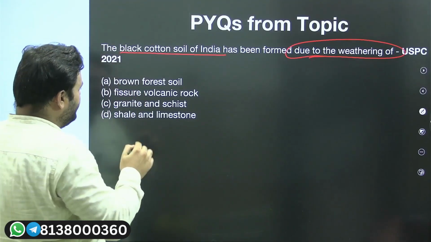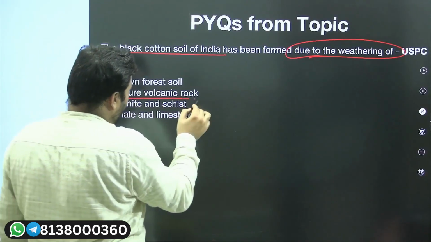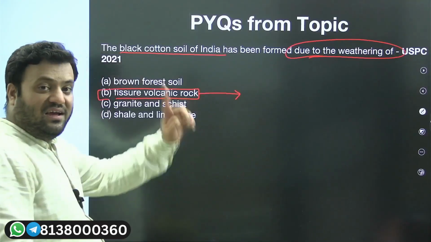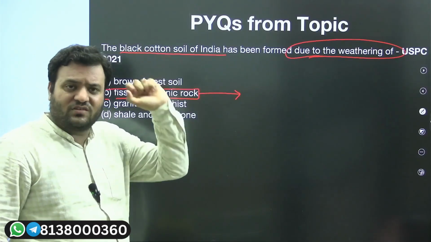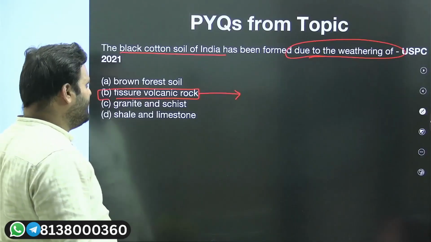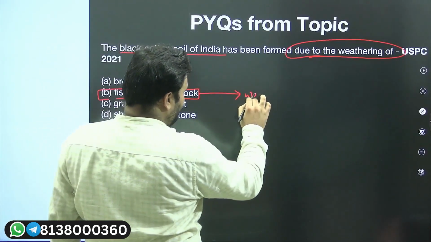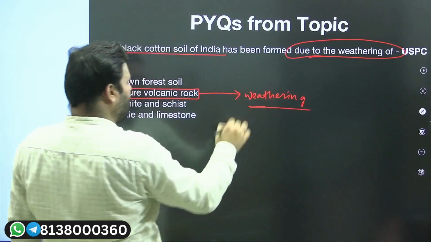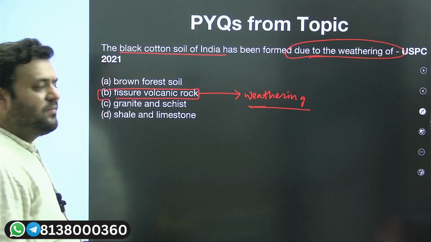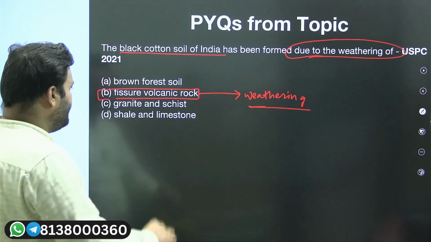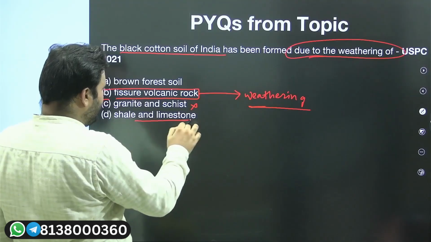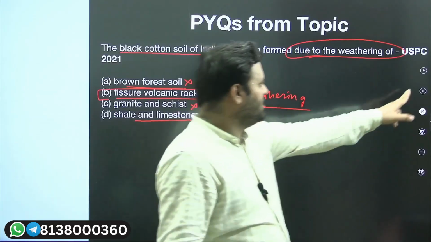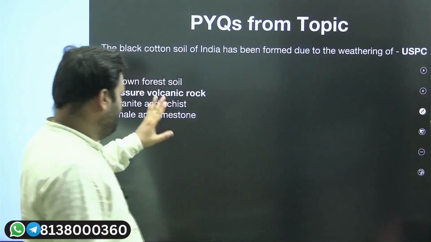So if there is fissure volcanic rock, I hope you remember, in the volcanic landforms, in the igneous rocks, I told you that as a result of the erosion and weathering of these fissure volcanic rocks, there will be formation of black soil. Granite and schist, it is not there. Shale and limestone, it is not there. Brown forest soil, it is not there. So for this particular question, the answer would be B, fissure volcanic.